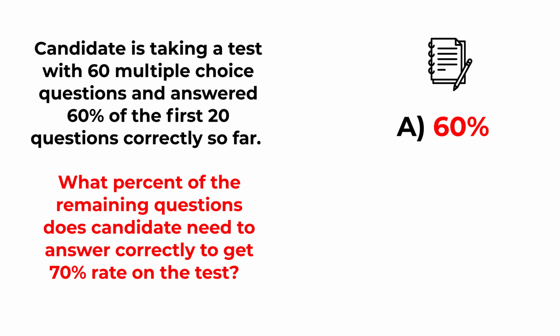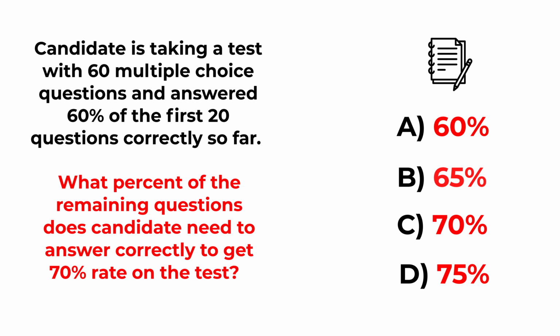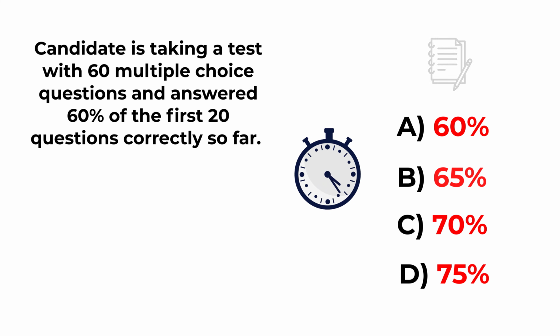Choice A, 60%, Choice B, 65%, Choice C, 70%, and Choice D, 75%. Do you see the answer? Take a close look and possibly get yourself a piece of paper or use Microsoft Excel to do the calculations. Or maybe you can do all the calculations in your head. That would be amazing. Give yourself 15 to 20 seconds. This particular question might require a lot of steps, so give yourself some time and try to solve it.